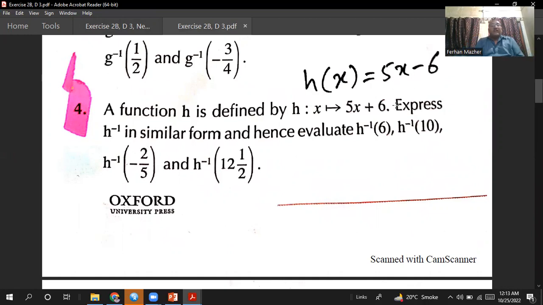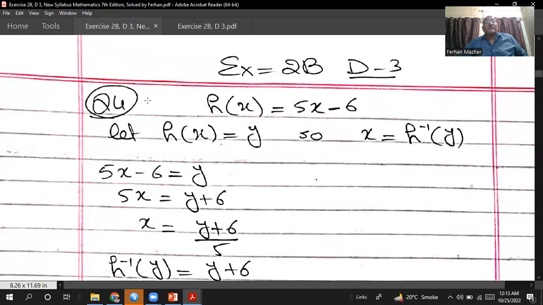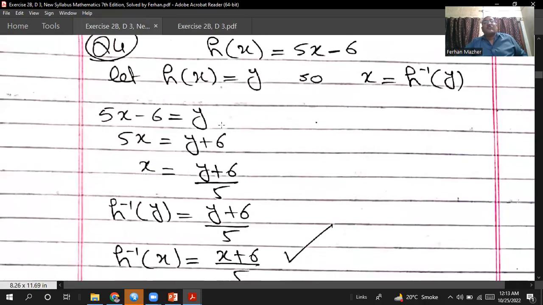Express the h inverse in similar form and hence evaluate h inverse of 6, h inverse of 10, h inverse of minus 2 by 5, and h inverse of 12 whole 1 by 2. Okay. So simple, straightforward question. So h of x is equal to 5x minus 6.